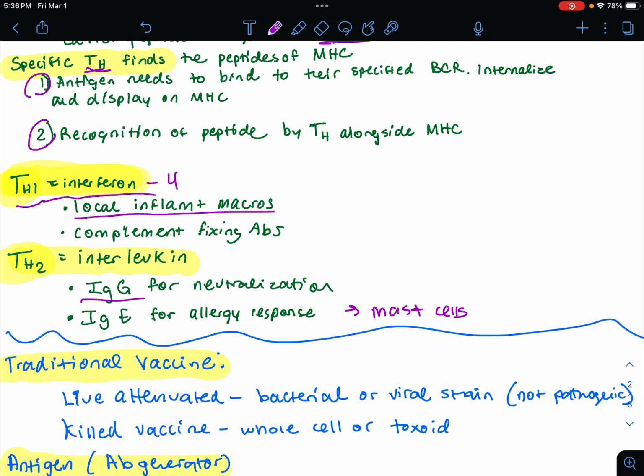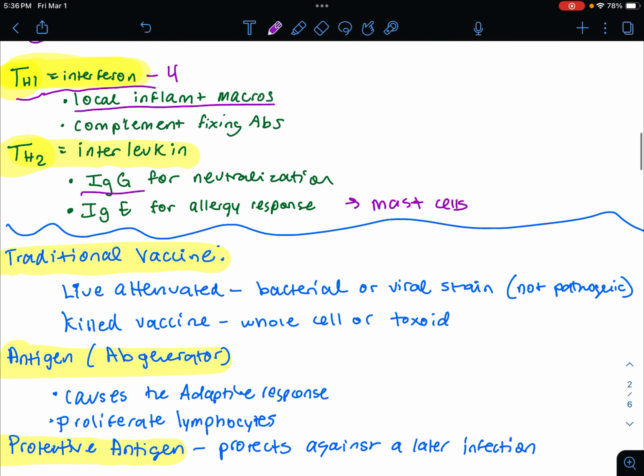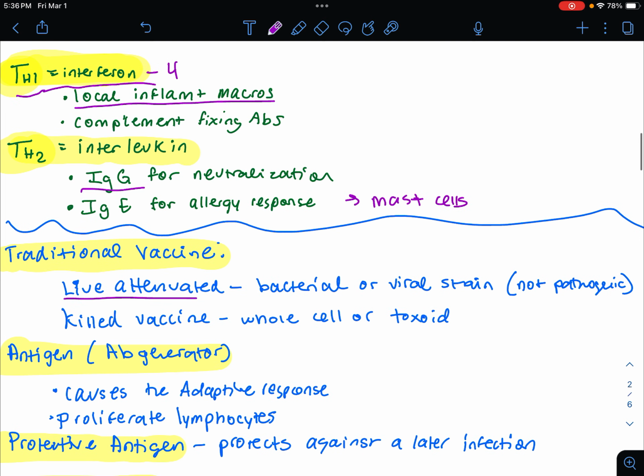Okay, let's talk about types of vaccines. We have traditional vaccines. The first type of the traditional vaccine would be the live attenuated. This is going to be a bacterial or viral strain. It's the non-pathogenic version of it. Or you could have the killed vaccine. This is the whole cell or the inactivated toxoid.